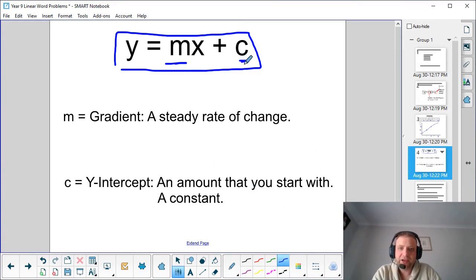And the number we put here is kind of a constant, is the way you can think of it. It's going to happen no matter what. It's going to be the number that you put in at the start before you start counting up by whatever this number is.